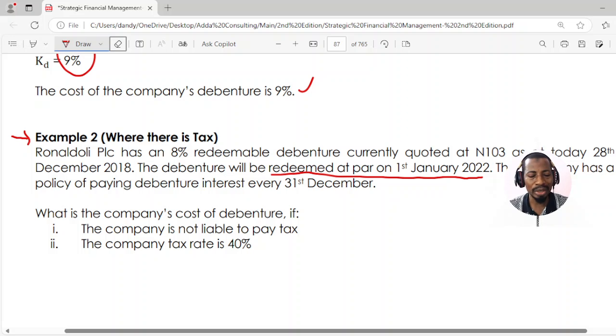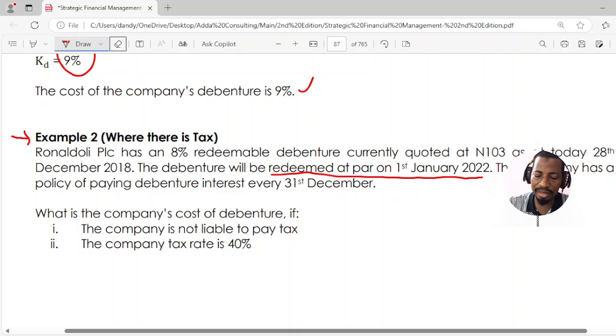Therefore, December 2018 is already gone. So full year 2019, full year 2020, full year 2021. That's 3 years. On the 1st of January 2022, when this debenture will be redeemed, it's not a full year. So that's the beginning of 2022, and you cannot count that one as 1 year. Therefore, the redemption date for this particular debenture is the next 3 years.